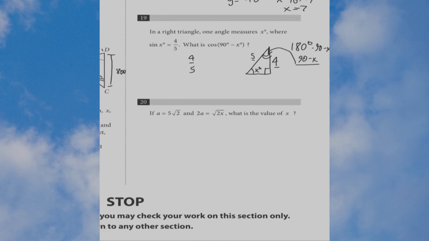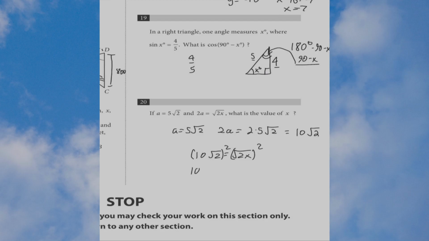Question 20. If a is equal to 5 square root of 2 and 2a is equal to square root of 2x, what is the value of x? Well, if we have a is equal to 5 square root of 2, then 2a is equal to 2 times 5 square root of 2, which is equal to 10 square root of 2. Since 2a is equal to square root of 2x, we have 10 square root of 2 is equal to square root of 2x. If we want to get rid of the square root, we square on both sides.